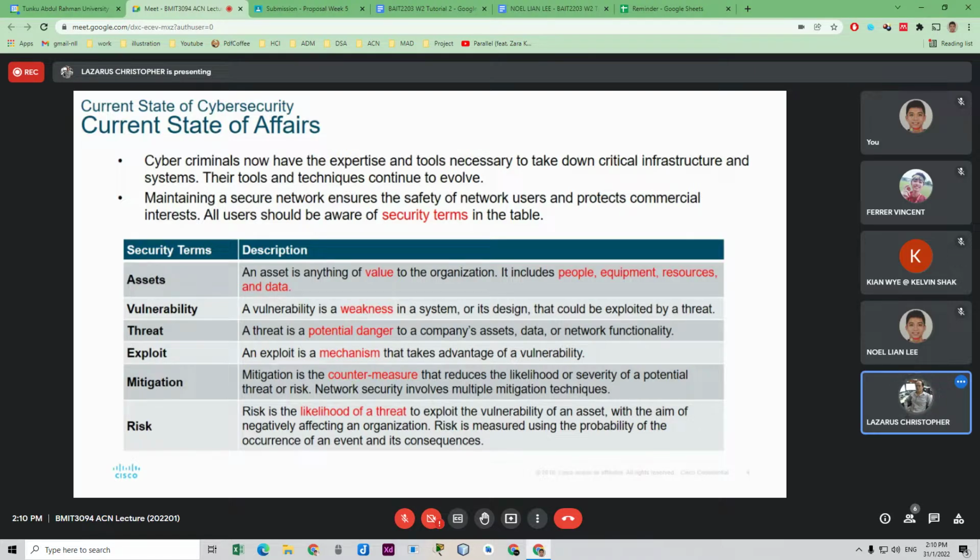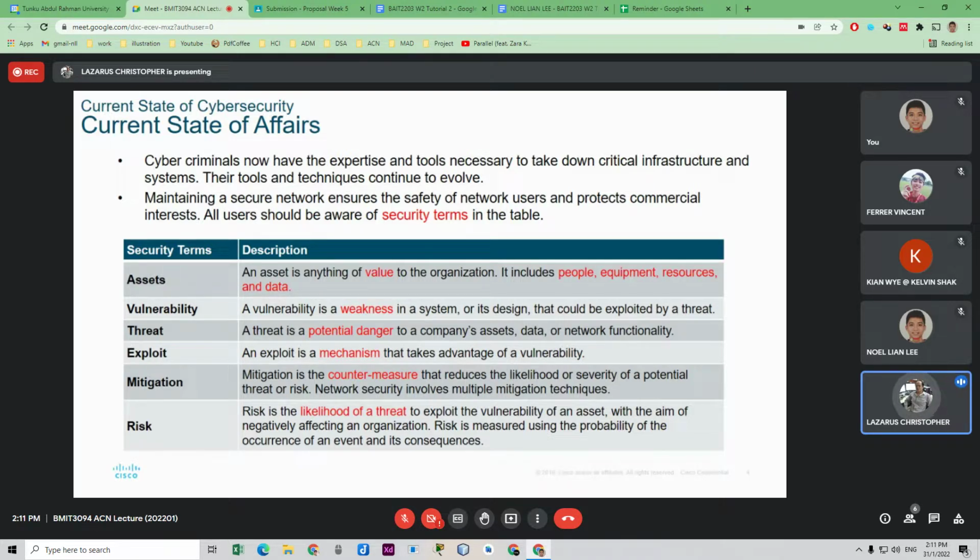Threat is a potential danger. Again, this potential danger is to the company's assets, data, and network functionality. Maybe they want to deny your customer access to your network, or your own employee out of the network. Okay, potential danger.